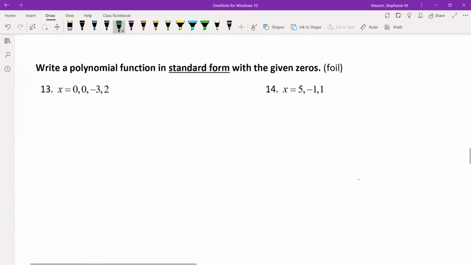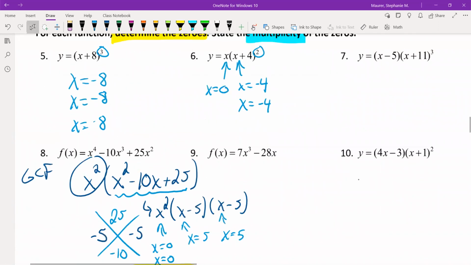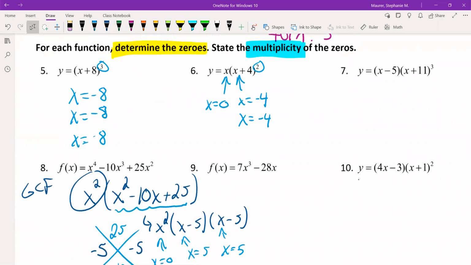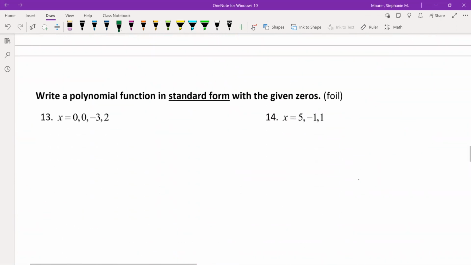On the next form, this is where it gets a little exciting. This one says, write the polynomial function in standard form. So let's ignore the idea of standard form for a second and just focus on the idea that it gave us the answers. So this is going to be like the reverse of what you saw up here with 5, 6, and 7. So they're giving us the answers and asking us to write it in factored form. Once it's in factored form, we can then turn it to standard form.